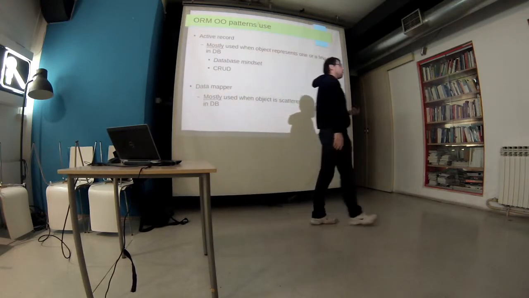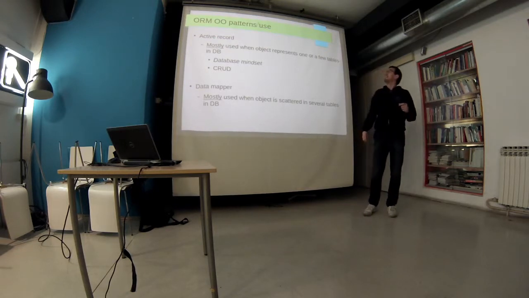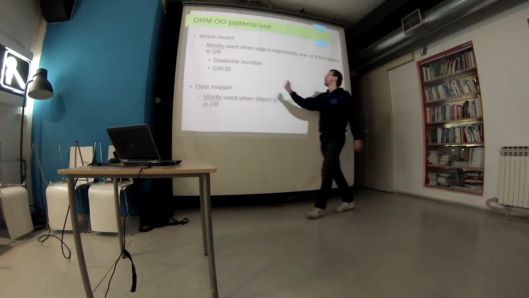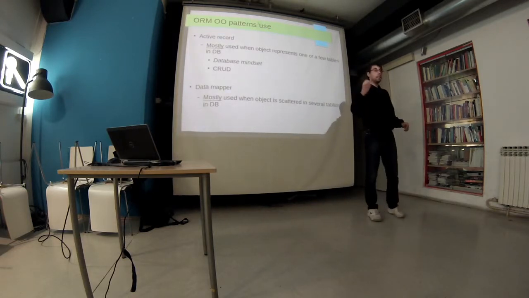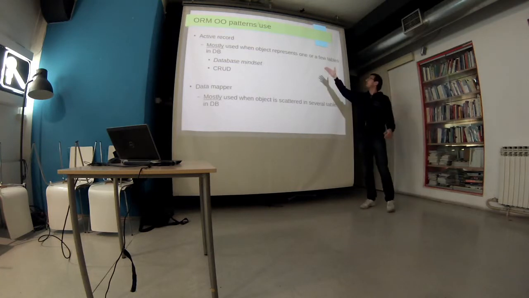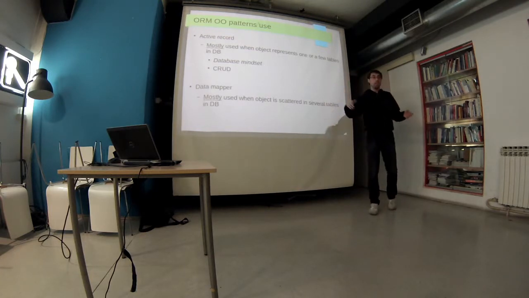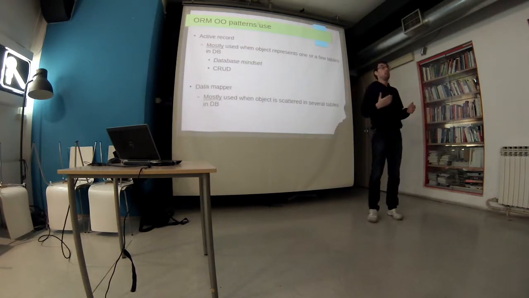When we look at PHP ORMs, that's the next slide. When we look at active record ORMs, they are mostly used when we're talking about database mindset or in CRUD environment. You're thinking about tables and you're just thinking, okay, I have that row and another row. Those two rows are two different objects and they are not especially connected. So when an object represents one or a few tables in database, so you're talking about simple rows and simple joins, then mostly active record is used. I say mostly. You can do all different things with active record without a problem.